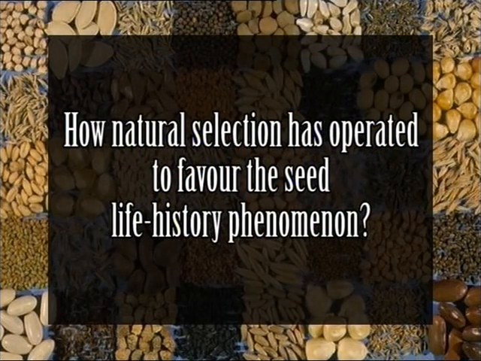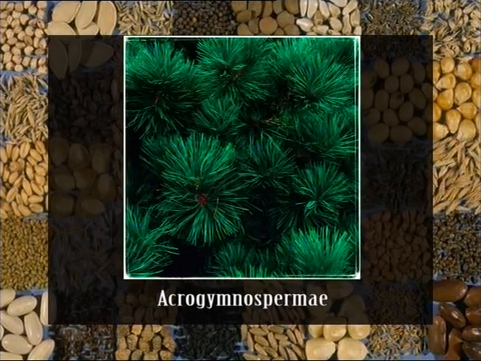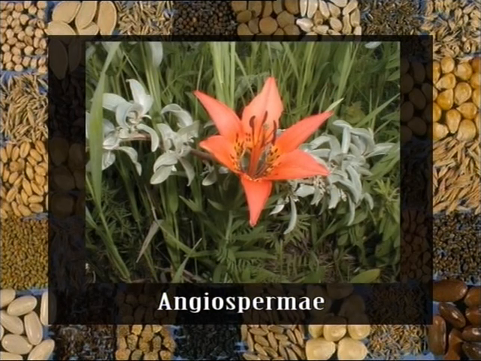And so, as far as the second important question is concerned, how natural selection has operated to favor the seed life history phenomenon. The seed habit, let me tell you, is the most complex and successful method of sexual reproduction in vascular plants. The seed plants, what we also call as Spermatophyta, generally comprise two major groups. The acrogymnospermi, also referred to as gymnosperms, with a conservative estimate of about 800 living species, and the angiospermi, also referred to as angiosperms, with a conservative estimate of more than 250,000 living species. Before we proceed ahead, let us also dissect some frequently used terms in the seed biology.